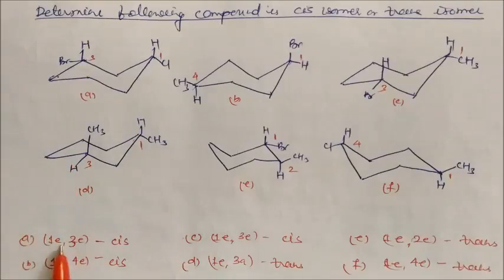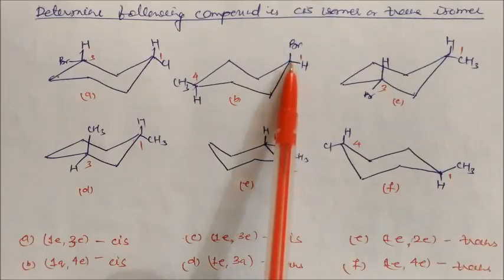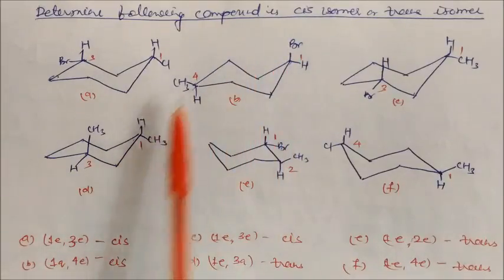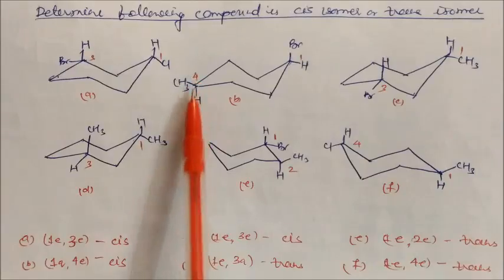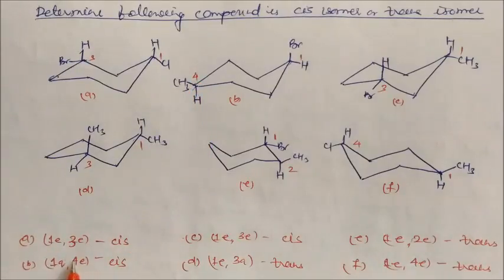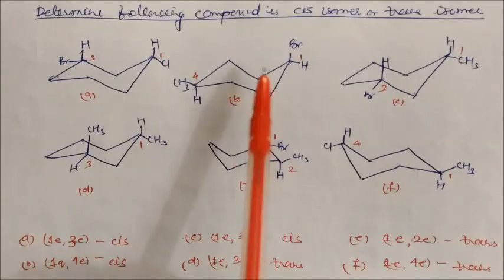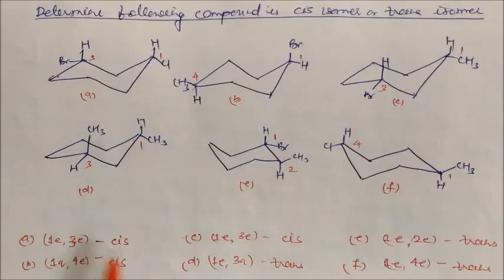So 1E, 3E. When both 1 and 3 are E, this is called cis. When it is bromine, you can see it is axial, while methyl is again axial, equatorial. So 1A, 4E is again cis. So 1, 4 is cis when A, E is there, or 1, 3 with double E is called cis. You have to remember this based on the previous table.